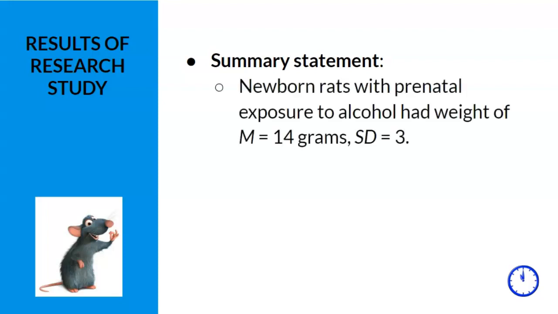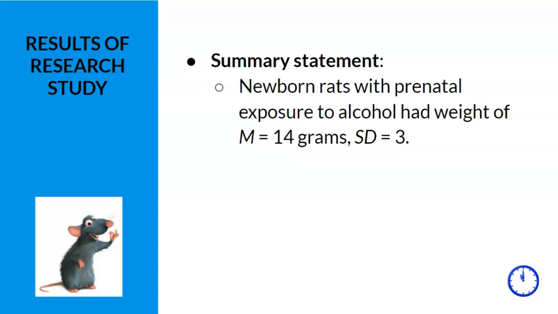The results of this research study will be reported in both a summary statement and an interpretation statement. First, recall that the summary statement provides a short summary of the results that includes the mean and standard deviation. Our sample statement would be: newborn rats with prenatal exposure to alcohol had a weight of M equals 14 grams, SD equals 3. This statement reflects that the experimental group were newborn rats exposed to alcohol and reported the weight for this sample in mean and standard deviation.